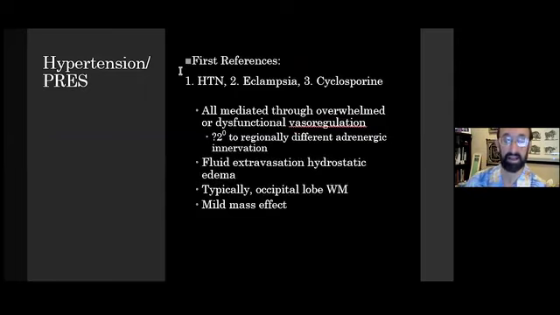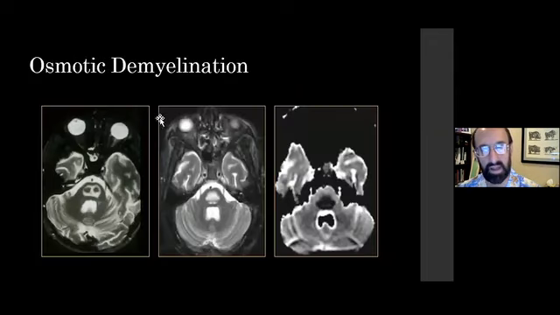So PRES is mediated through hypertension, but it also may be due to various medications that we give, and therefore it's in the iatrogenic category because of the possibility of the reaction to cyclosporin or tacrolimus or any of the various chemotherapy agents. Here's one, again, where it may be iatrogenic.